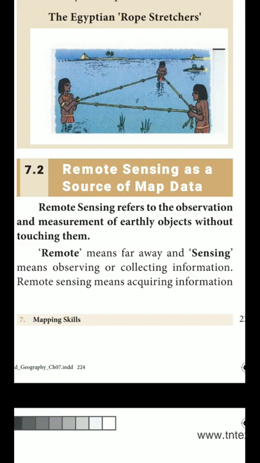This is also another question. Roman number 4, question number 6. Define remote sensing. Remote sensing refers to the observation and measurement of earthly objects without touching them.